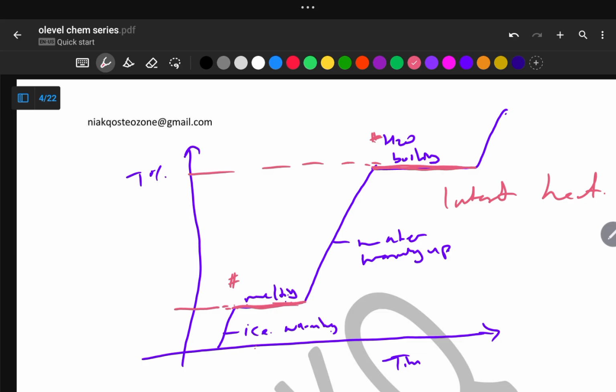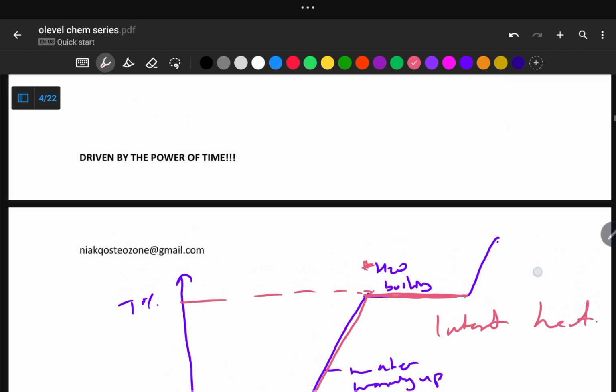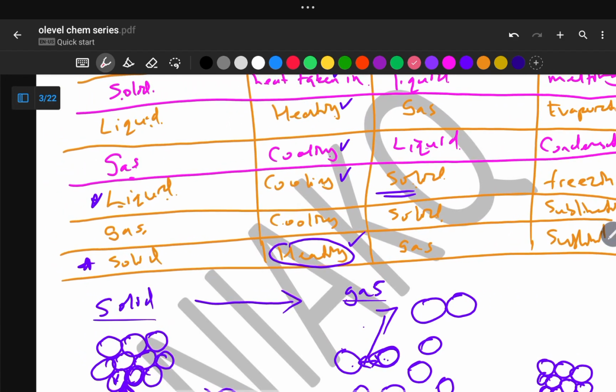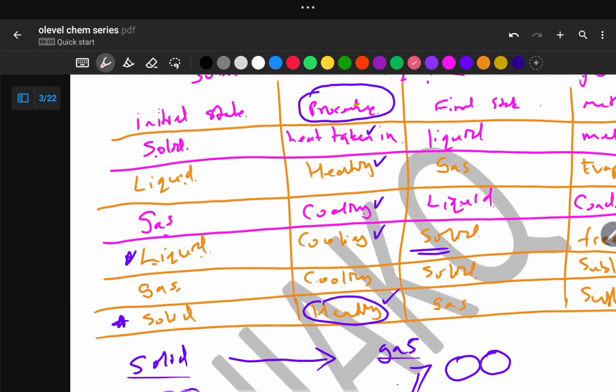For now, just appreciate that this one is a horizontal line, and this one is a horizontal line, and here we have a uniform increase in temperature, and here again a uniform increase in temperature. As simple as that. Are we together, guys? You also need to give examples of the changes from solid to liquid, liquid to gas, and also sublimation. For sublimation, we have dry ice to carbon dioxide.